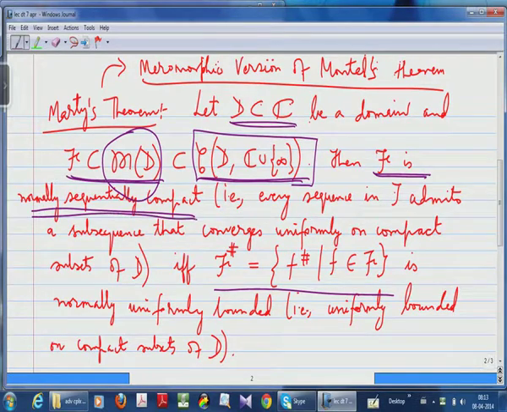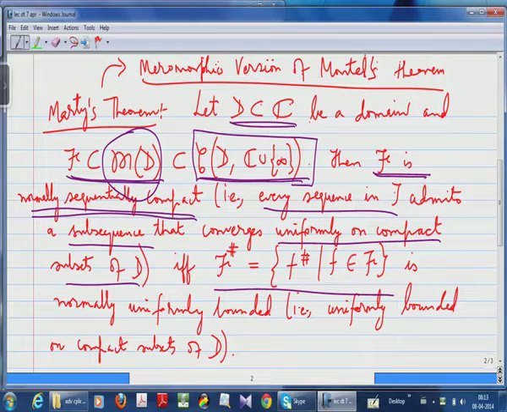Now what kind of convergence? Usually the convergence that we worry about is uniform convergence, but of course in the case of analytic or meromorphic functions, you won't get uniform convergence on the whole domain. You will get only uniform convergence on compact subsets, and that's called normal convergence. So in other words, the compactness of the family F is thought of as normal sequential compactness, which means that every sequence in F admits a subsequence that converges uniformly on compact subsets of the domain.